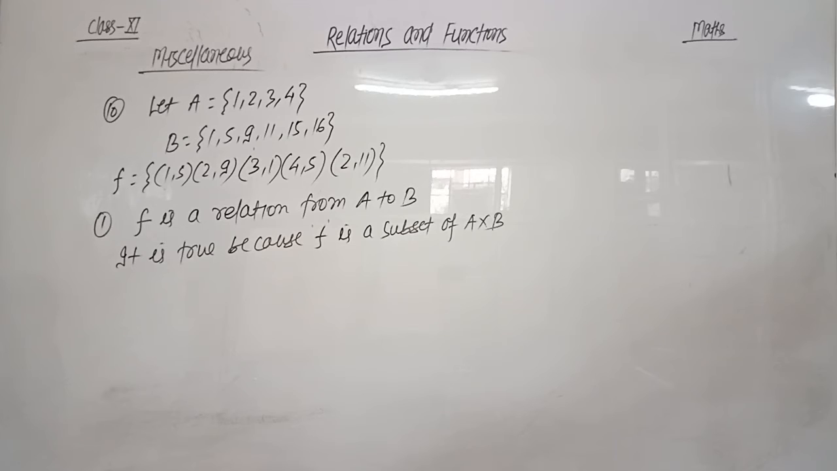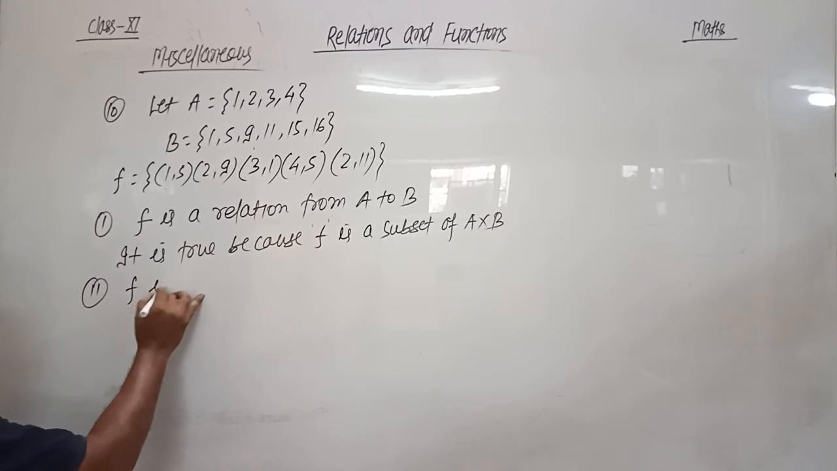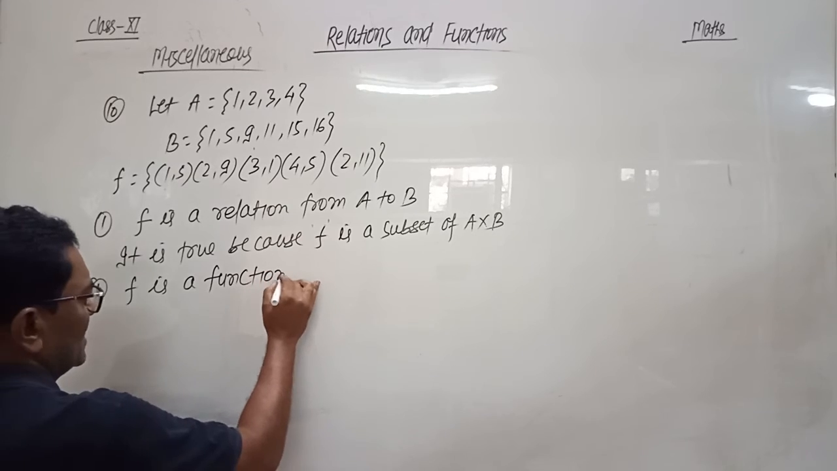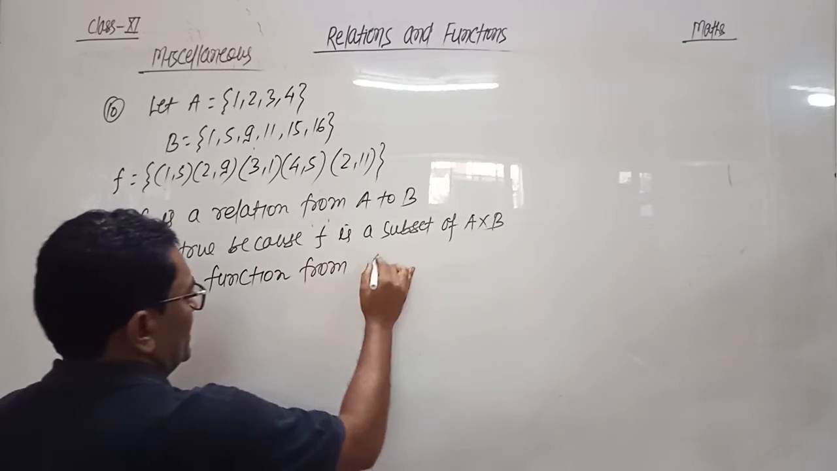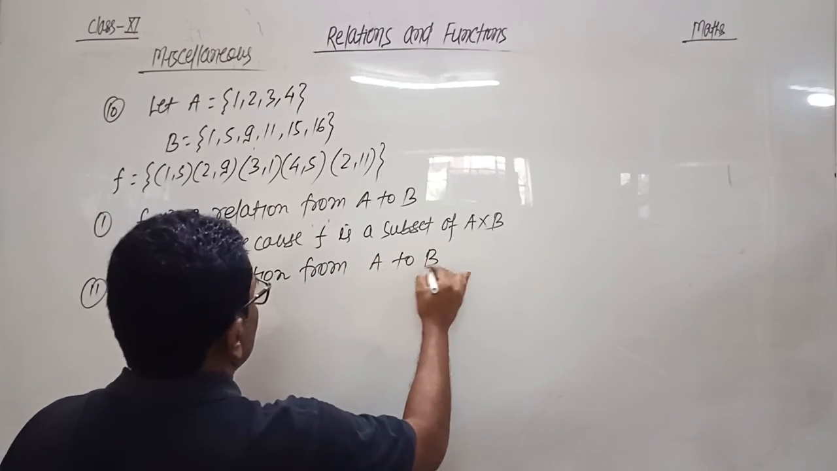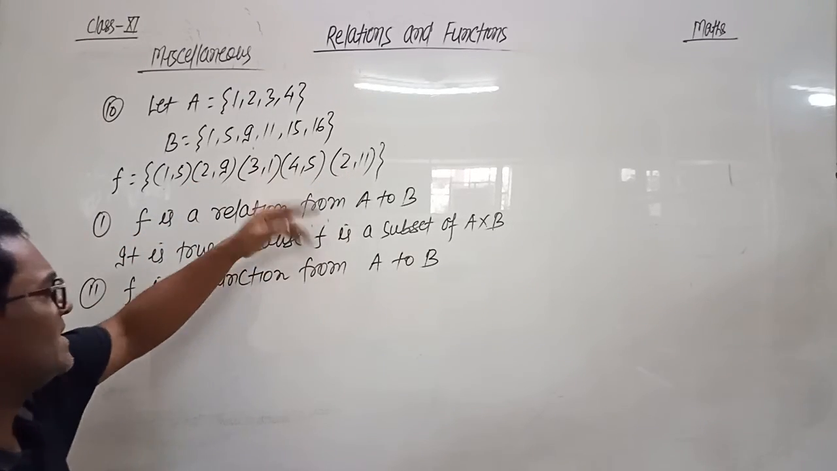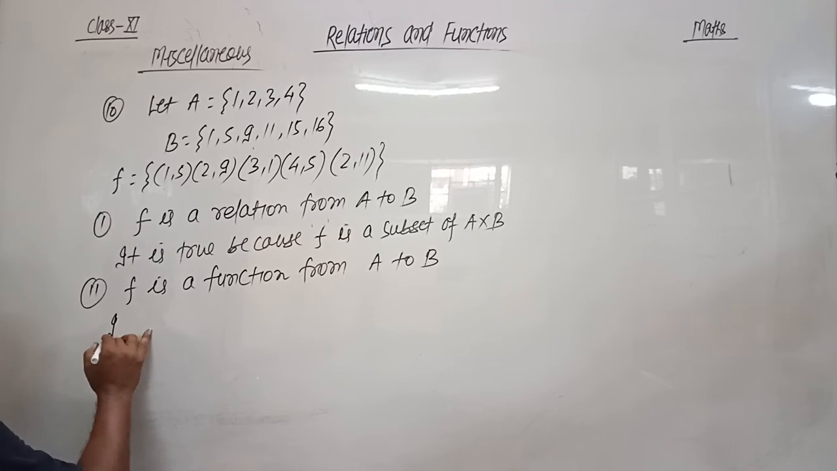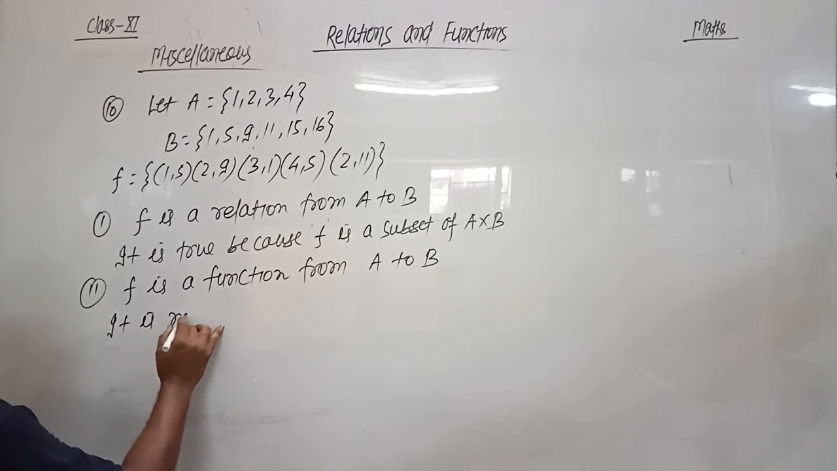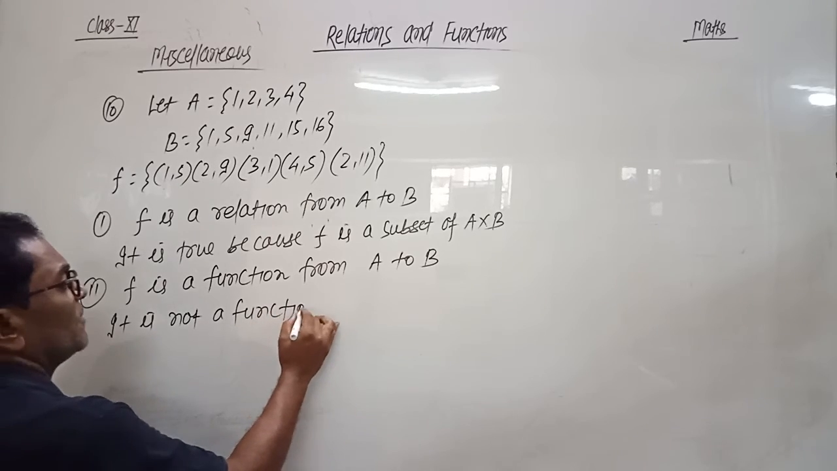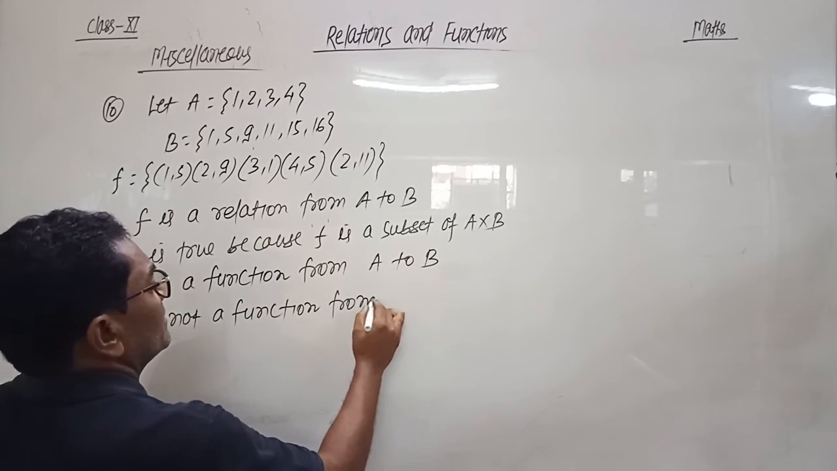The second part: F is a function from A to B. So this is not true, because element 2 has two different images. It is not a function from A to B.